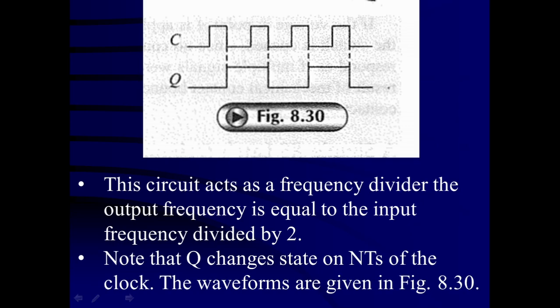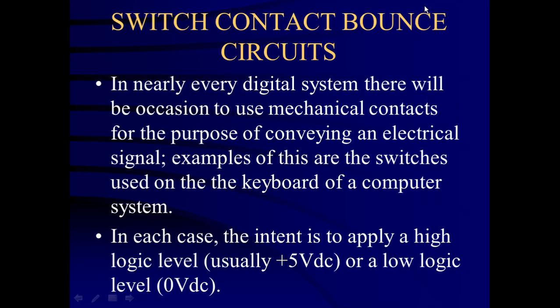The next topic which we are going to study here is the switch contact bounce circuit. What happens when you want to give digital signals to digital circuits? You know what digital signals mean. You want to give the inputs of the digital gates either low or high. When it is low, it should be given by 0 volt, and when it is high, if it is TTL, it should be given by plus 5 volt. This corresponds with binary 0 and 1.